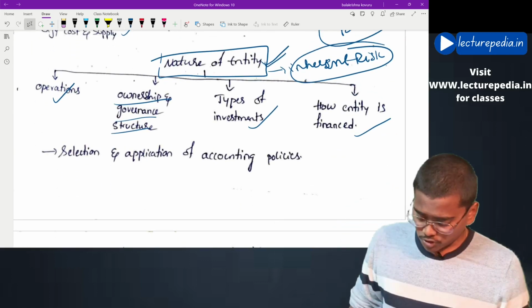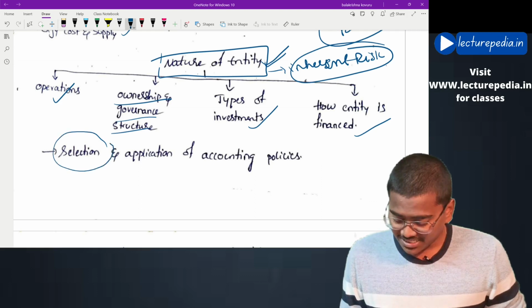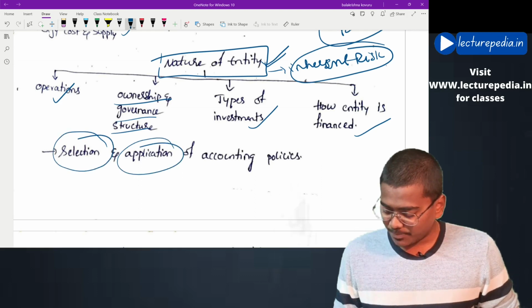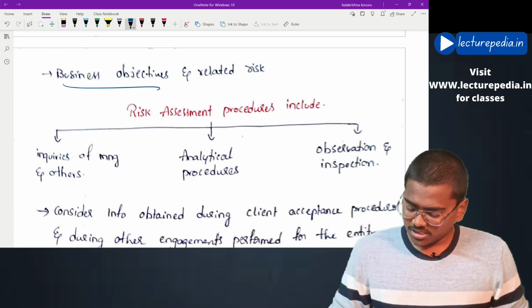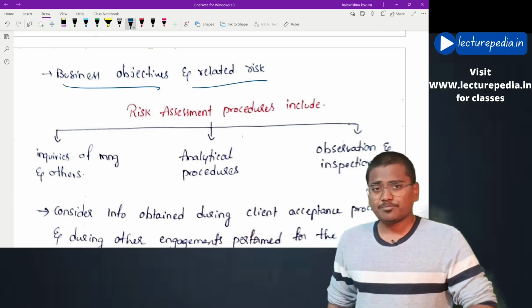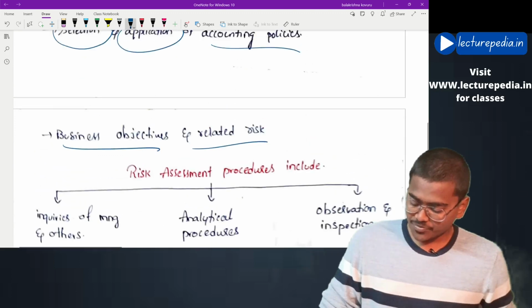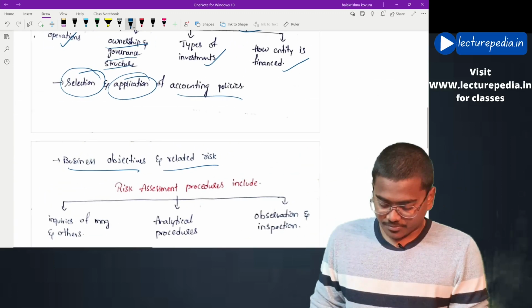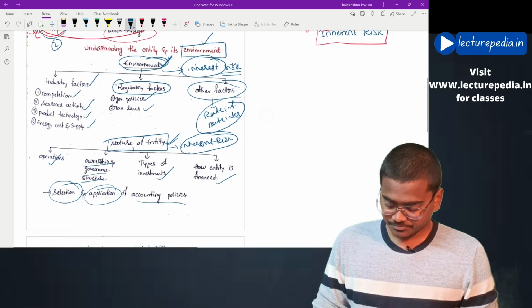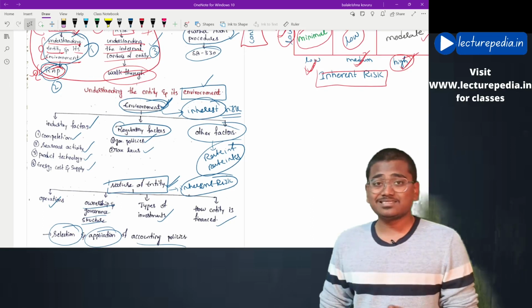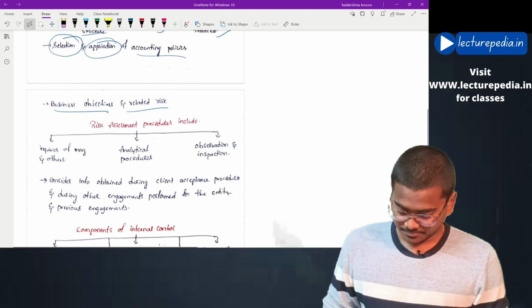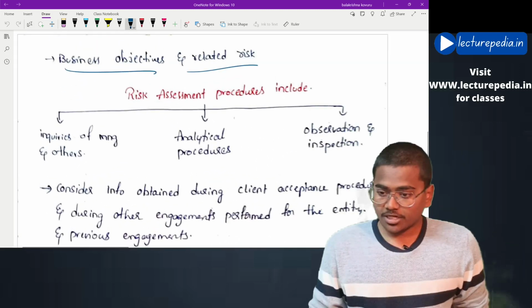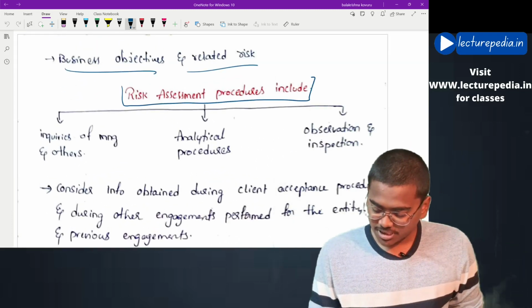And he will also obtain understanding of how the entity is selecting and applying accounting policies, and what the business objectives and related risks are that the entity is facing. Through this, the auditor will obtain understanding of the entity and its environment. Next, the auditor will perform risk assessment procedures.